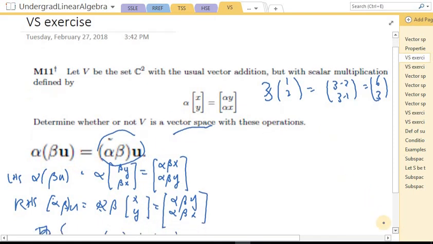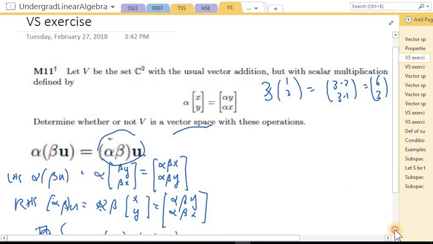So if we want to take alpha of beta u, but now beta u, according to this definition, is going to be beta y, beta x, right? Beta u is like alpha here, except instead of multiplying by alpha, we're multiplying by beta. So we get beta y, beta x here. Now if we multiply that by alpha, what does that become? Remember what happens when you do scalar multiplication. You take alpha times the bottom one here, and that becomes the top in the final result, and alpha times the top here, and that becomes the final result on the bottom. So this would be the final result of alpha times beta u.